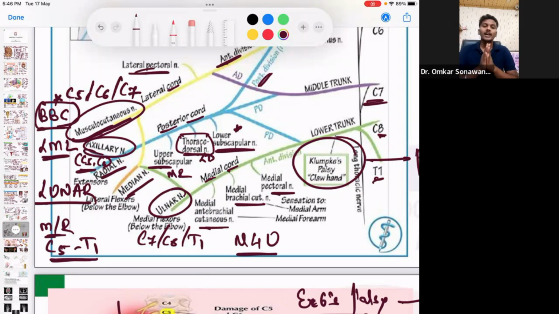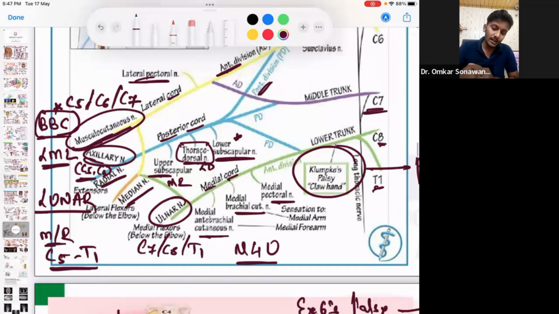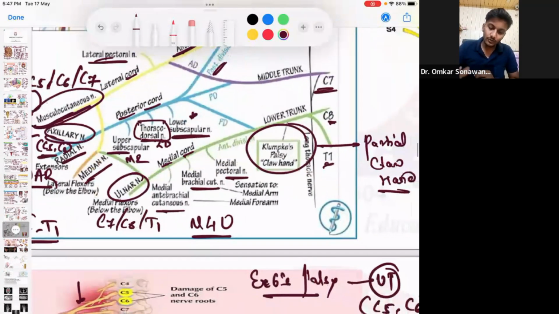If I talk about the median nerve, it is also called as the laborer's nerve. Median nerve is also called as the laborer's nerve because it will mainly innervate the flexor compartment of the forearm. So all the flexor muscles which you require for lifting heavy weights, etcetera, okay, that is innervated by the median nerve. Therefore, it is also called as the laborer's nerve. No issues. Important. Okay. Remember this much.